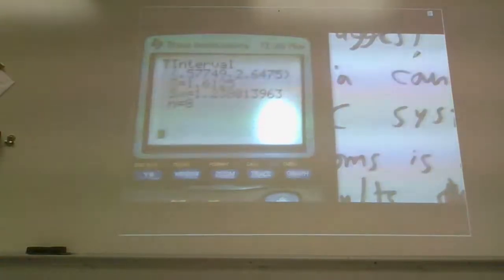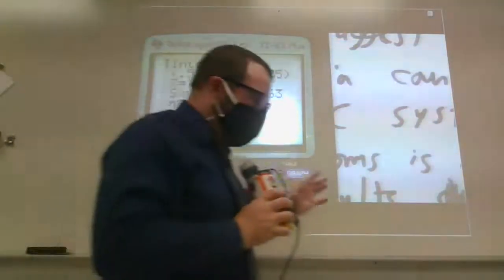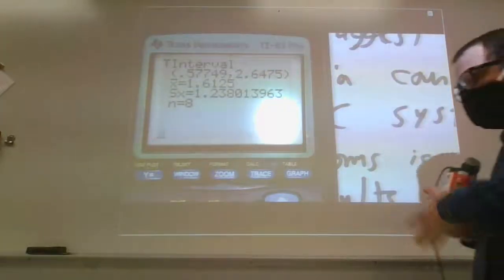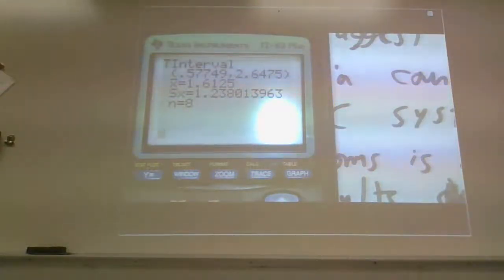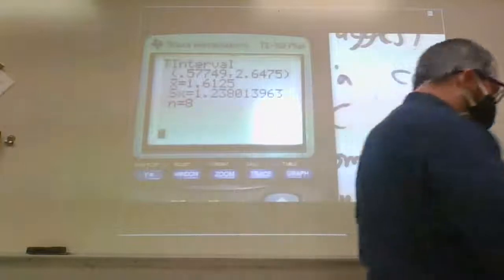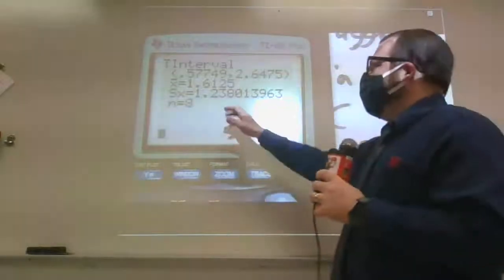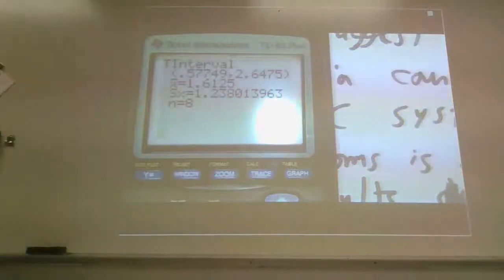Boom. Now remember, this confidence interval is attempting to capture the true average difference between the before and after installation of the AC system. I can say I have 95% confidence that the true mean difference of bacterial counts with the new AC system installed is between 0.57 and 2.65, or 0.58 and 2.65.